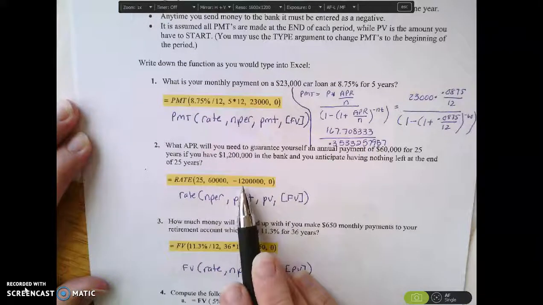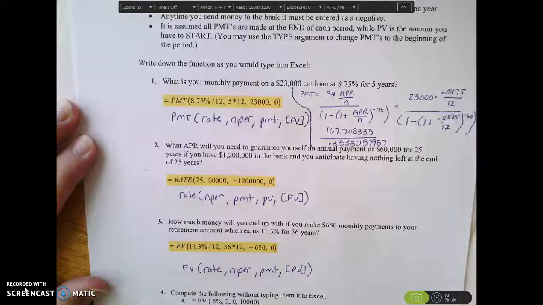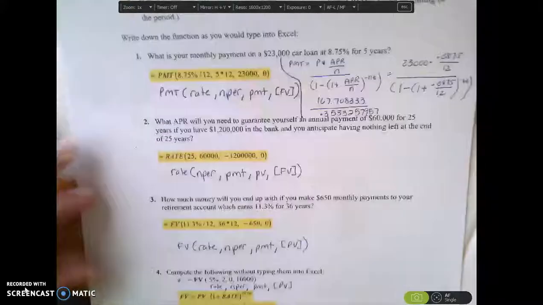The reason that the previous value is negative is because it's money that's actually in the bank as opposed to in your possession. So in this particular case, the $1 million is negative because the bank has it, not you, and you're paying money out to yourself. We'll look at this again on the Excel spreadsheet in just a second.